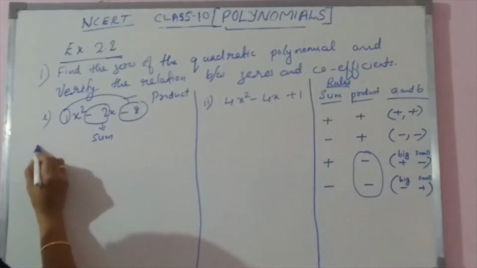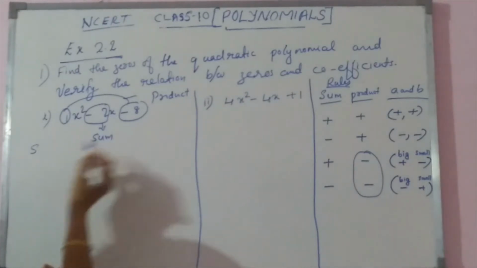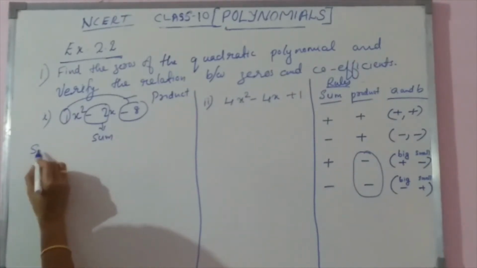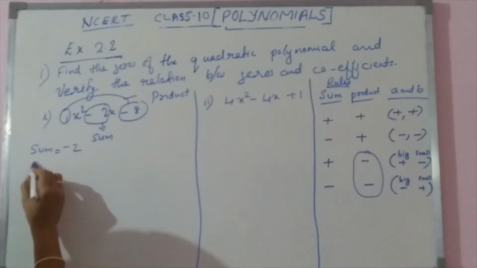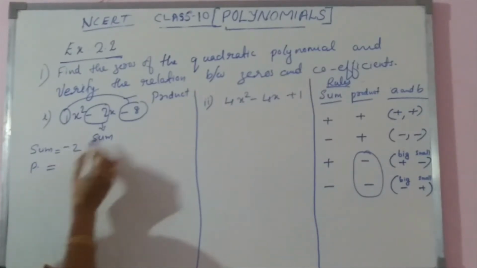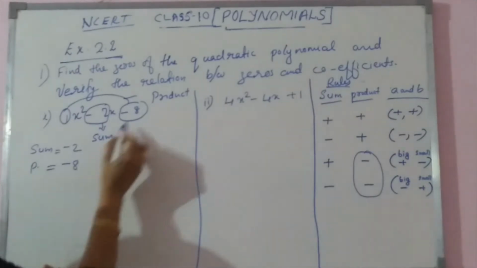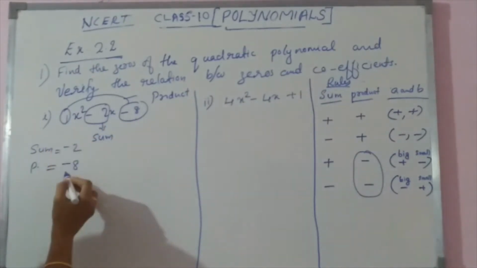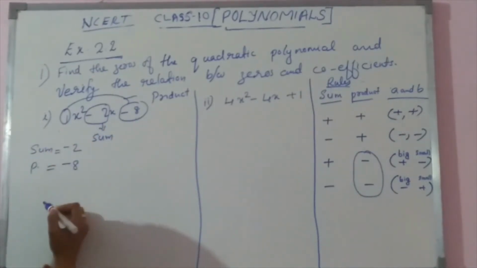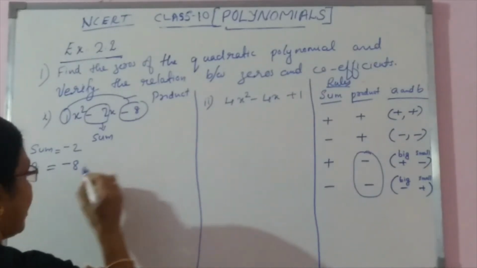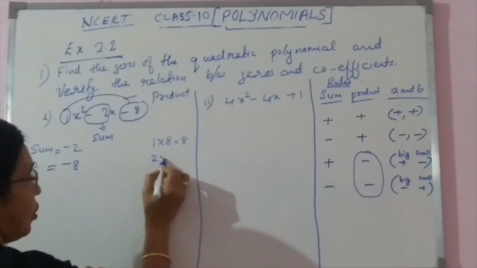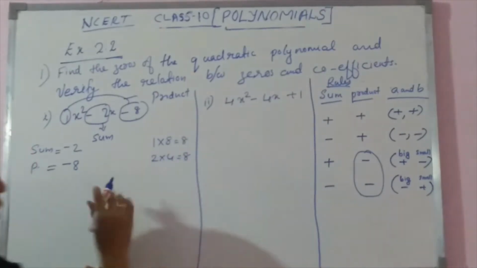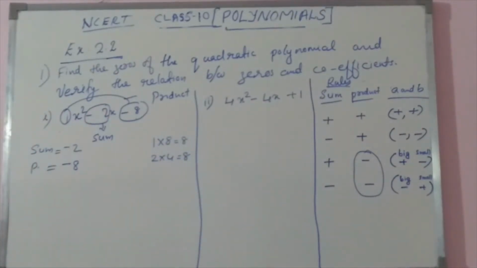Sum is equal to -2, and product is -8. So I will explain two methods. Sum is equal to -2 and product is equal to -8 into 1, that is -8. This -8 is the coefficient of x square times the constant, -8 into 1, which is equal to -8. So we can take the factors of 8: 1 into 8, 2 into 4. Any other factors are not there, only these two.